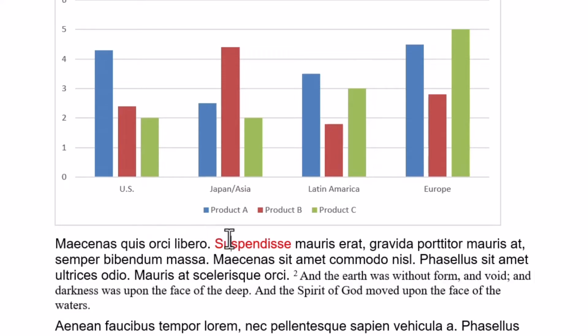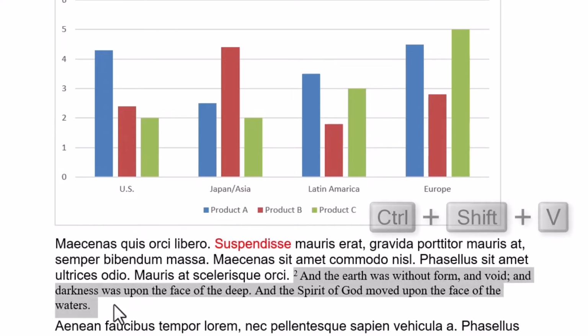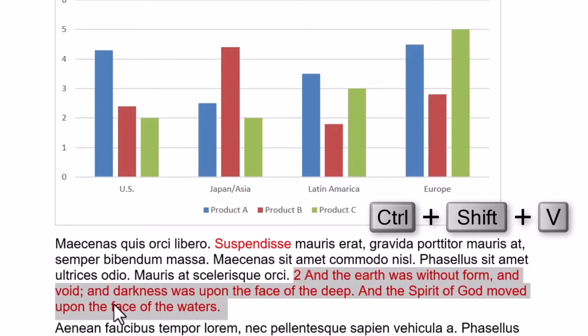Let's do it again. Control C. And let's select our text. Control Shift C. I copy the style here, here, and Control Shift V will paste the style. Do you see how cool that is? And it's the same style as your document.